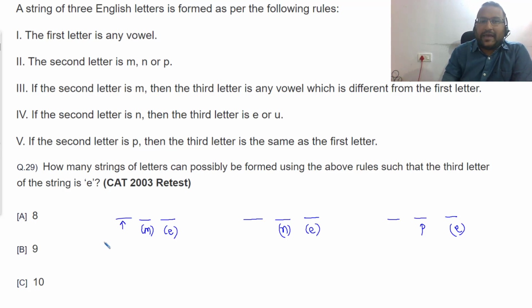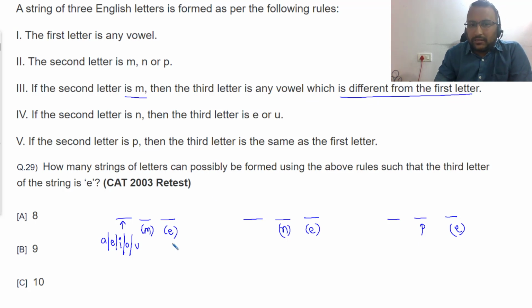The first place can be any vowel, A, E, I, O, U. If the second letter is M, then the third letter is any vowel which is different than the first letter, everyone. It means the third letter is E, so the first letter cannot be E now. So for the first letter there are 4 choices. Second letter 1 choice, third letter 1 choice. So over here total 4 strings are possible.